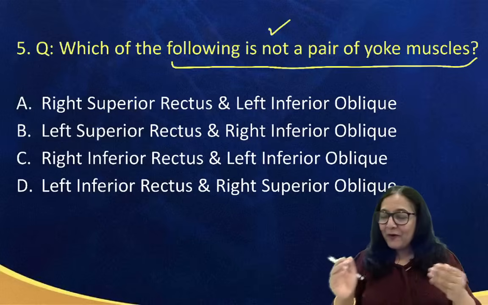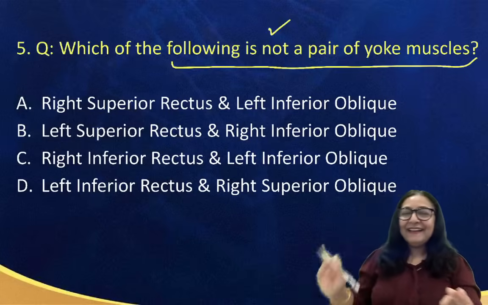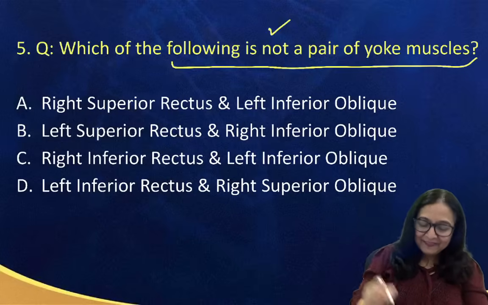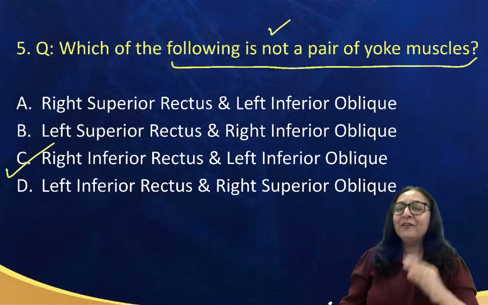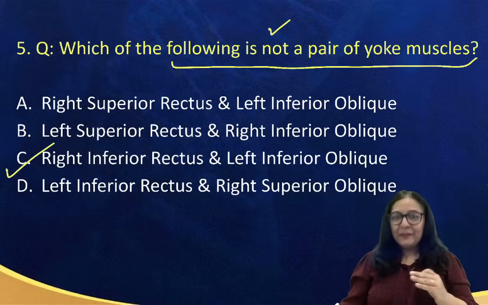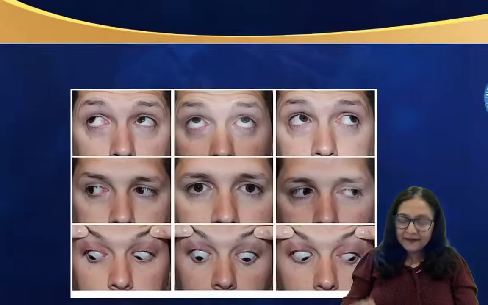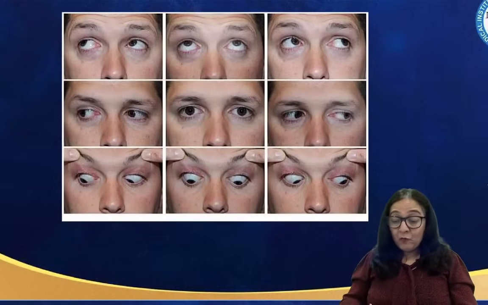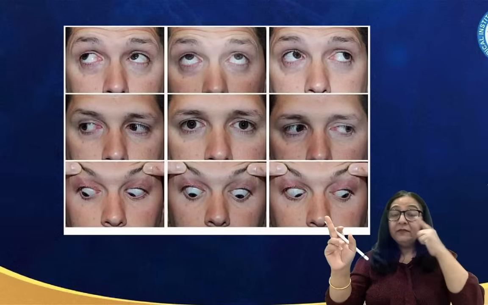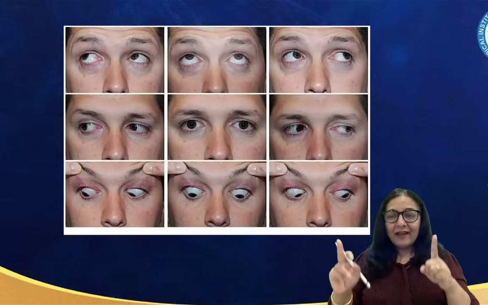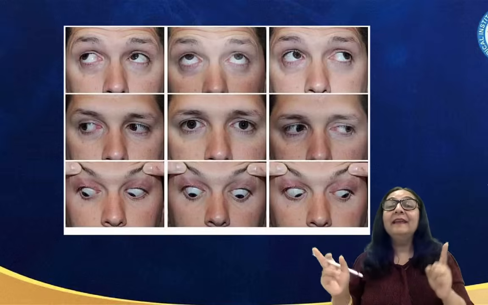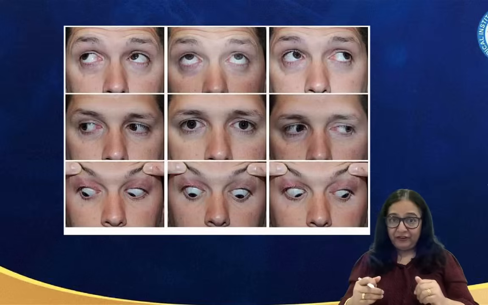Oh my God, I'm so happy all of you are doing it right, absolutely. So it means your concept for yoke muscles is absolutely clear. So what are yoke muscles, beta? Yoke muscles are the muscles, one muscle in each eye. So there will be one muscle in the right eye, and the other muscle in the pair is in the left eye. So one muscle in each eye which is moving the eyes to the same direction.